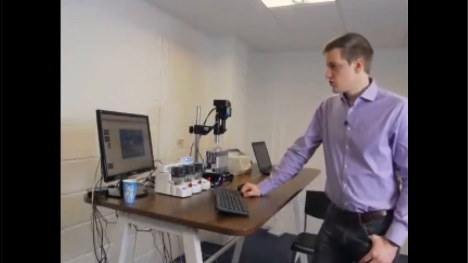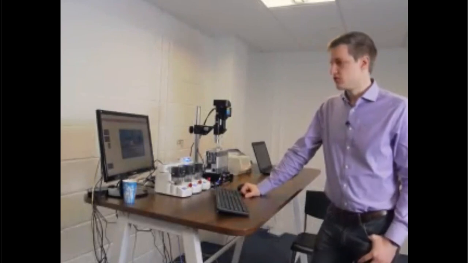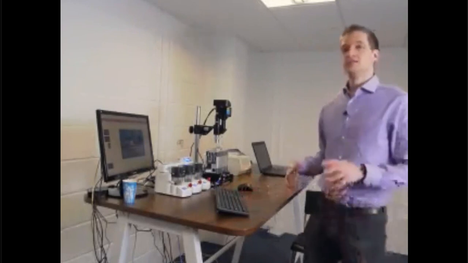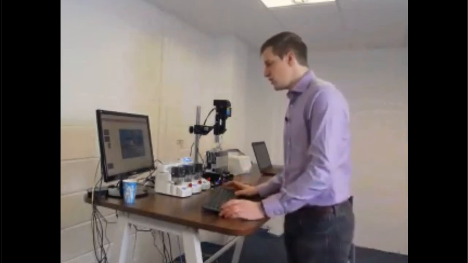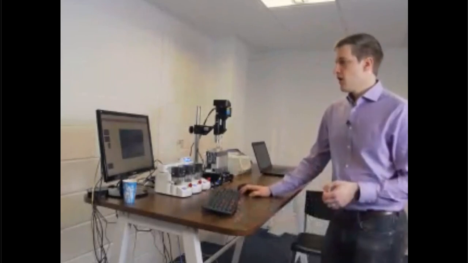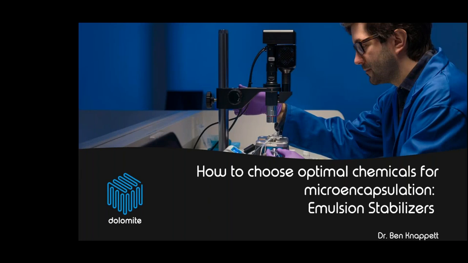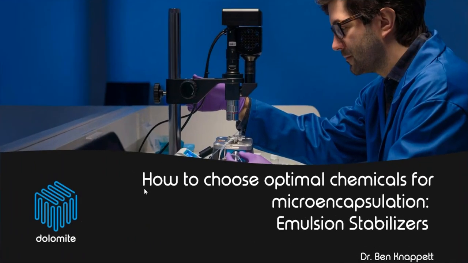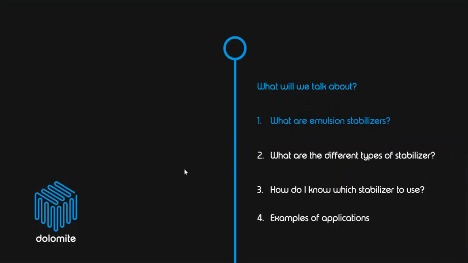And today we're going to talk about how to choose optimal chemicals for microencapsulation. Specifically, we're going to focus on emulsion stabilizers for this talk. So we will talk about what emulsion stabilizers are, and then we're going to move on to the different types of emulsion stabilizer that are available to choose from. And then subsequently how to go about making a choice as to what emulsion stabilizer might be the best suited for your application. And then we'll look at a couple of example applications to just give an idea of how that all falls into place.